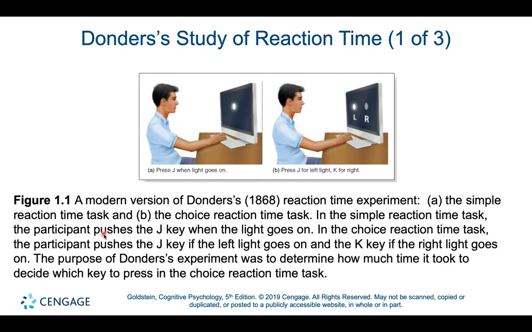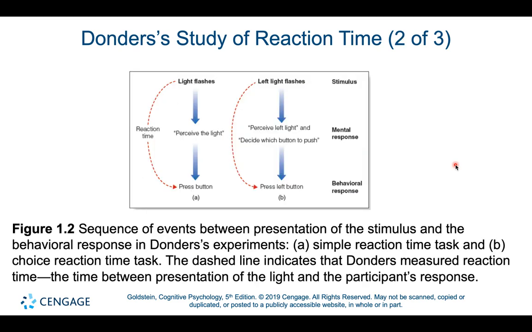So in a modern setting, this is more what Donders' study would look like. On the left-hand side, we have your basic reaction time task. Light comes on, press button. On the right-hand side, we have the choice reaction time. You have the left light or the right light. And in this case, instead of pressing buttons, the participant has to press maybe a certain key, the A versus the L key, or the K versus the J key. So we have this sequence of stimulus, mental response, which is really what Donders is interested in, right?